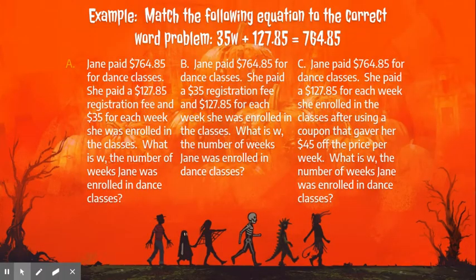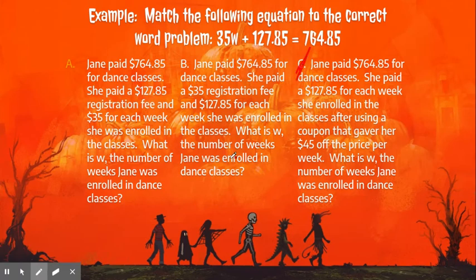So if we look at this example, match the following equation to the correct word problem: 35W plus 127.85 equals $764.85. Let's see, do these have 35, 127.85, and 764.85? Yes, yes, yes on all three of those. Ooh, that one's got $45, so we know it's not C. Let's cross off C.